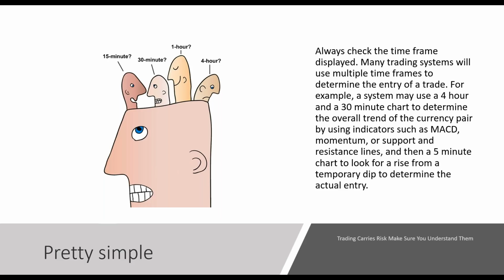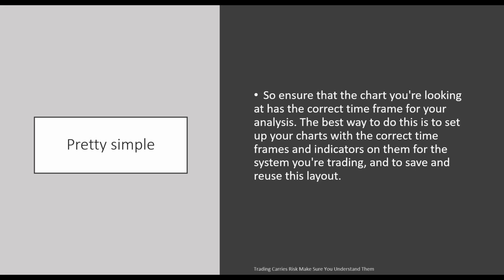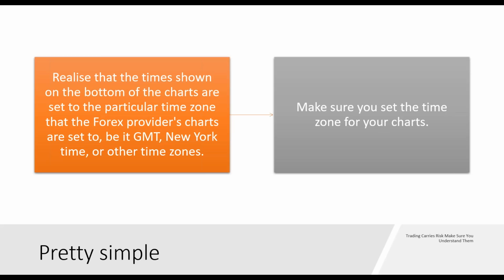Also, your indicators like MACD and RSI get adjusted by the highs and the lows of the time frame of the chart you're looking at. So to ensure that the chart you're looking at has the correct time frame for your analysis, the best way to do this is to set your chart to the correct time frame and indicators for the system you're trading, and save and reuse that layout.